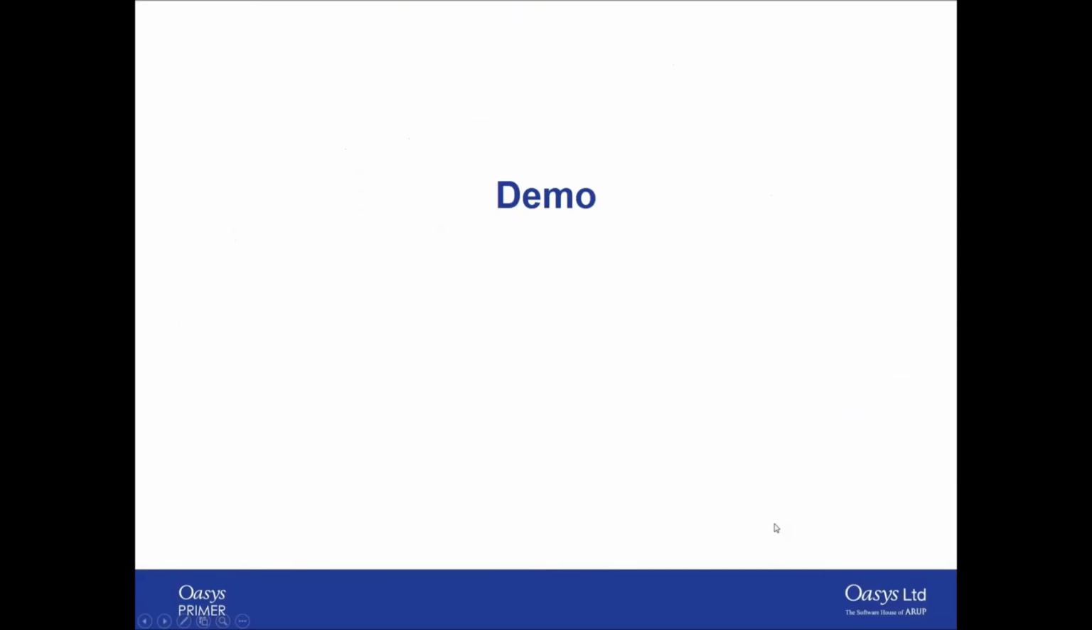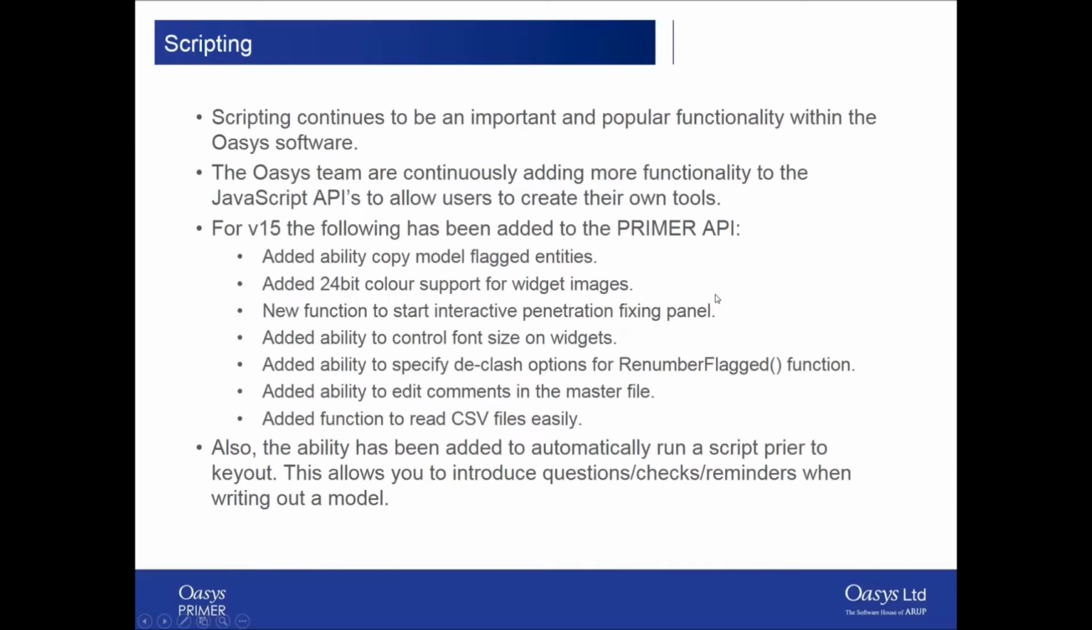So moving on to scripting. Scripting continues to be an important and popular functionality within our software, both in Primer and in D3Plot and THIS. And so many people are using scripting to extend the capabilities of the Oasys software and also add their own functionality in there. And we're continuously adding more functionality to the JavaScript APIs to allow you to create your own tools. Now, I'll not go through all of these, but there's been quite a few new updates in there.